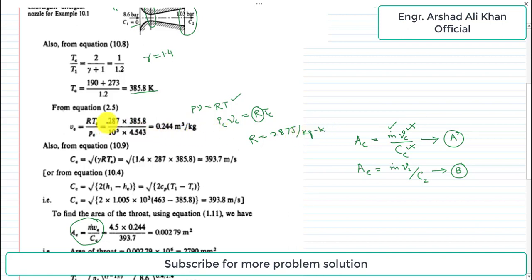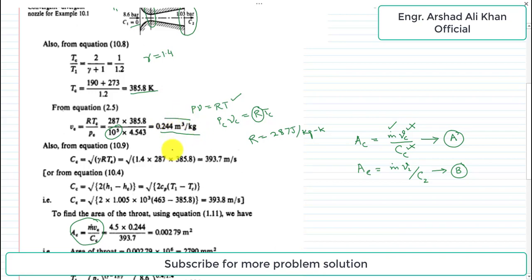So putting the values, R is 287, Tc is calculated above, 385.8, and Pc is also calculated, it is 4.543. Multiplying a 10 raised to power 5 factor with the pressure value, because the pressure is given in bar, so we will convert it to Pascal. That's why 10 raised to power 5 is multiplied with this. Finally we get the value of specific volume at throat, which is 0.244 cubic meter per kilogram.